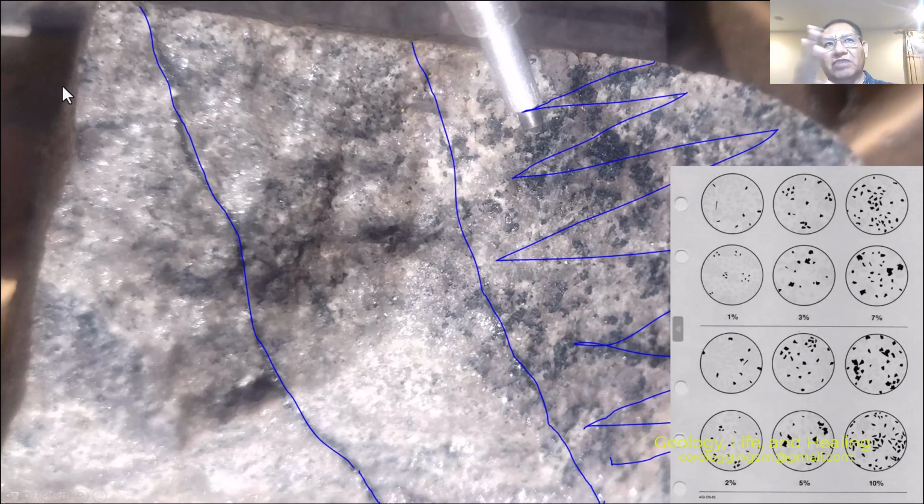Chips are going to be easy because everything is broken, so you consider everything as disseminated. And for blast holes, of course, the length of your sample will be 50 feet, right? It's going to be just one sample, but for 50 feet.